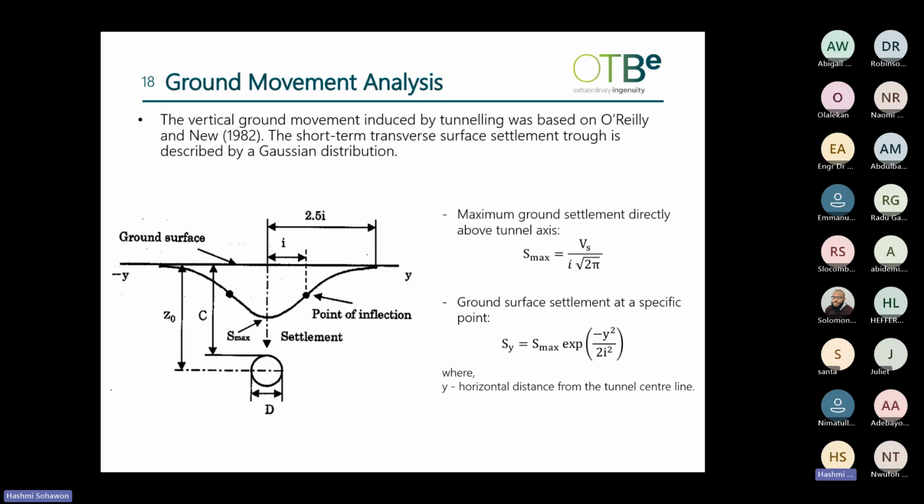It is linked to the volume of the trough, Vs, and the point of inflection I, which I have described earlier. And if we want to plot this settlement profile, this Gaussian distribution, then we need to use this last equation, which is an exponential function, where y is the horizontal coordinates from the tunnel center.